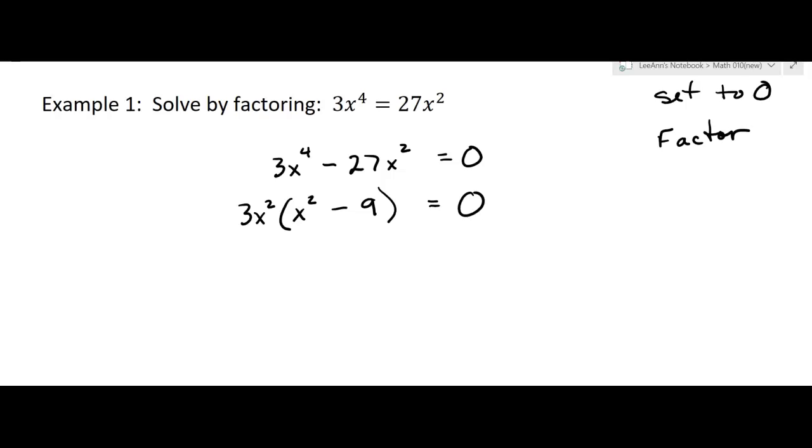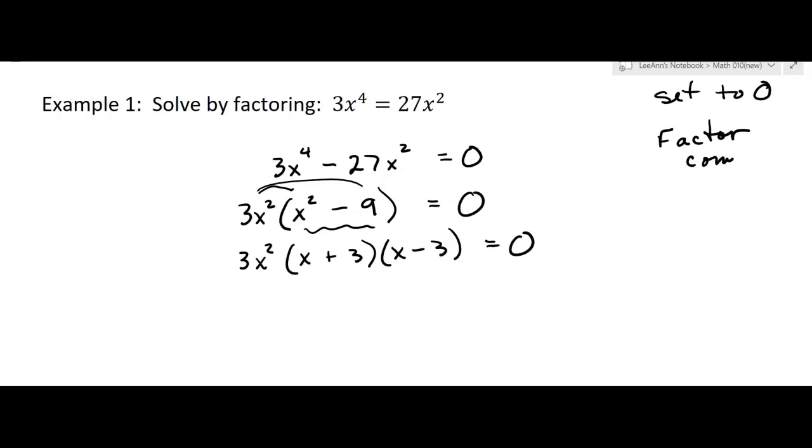Let's see, anything else I want to do there? I can check it. So that's 3x to the 4th, and that's 27x squared. Okay. Are we done factoring? Well, no, because this is the difference of squares, so we can still factor more. 3x squared times x plus 3 times x minus 3 equals 0. So you want to factor completely.